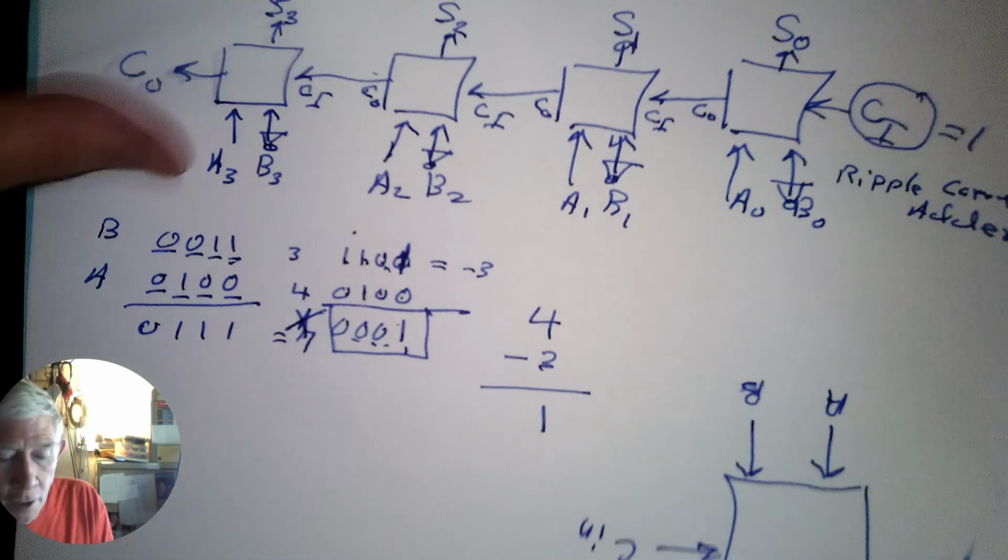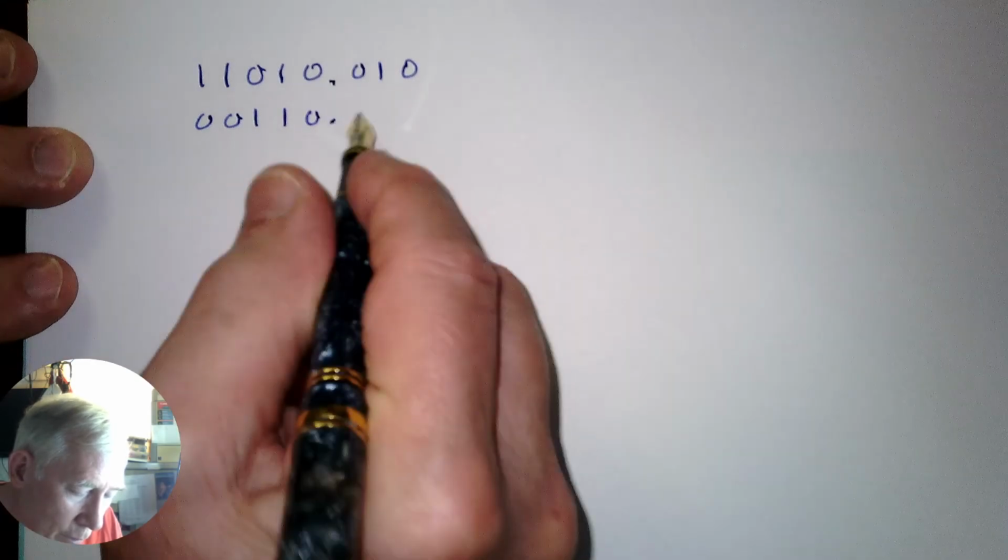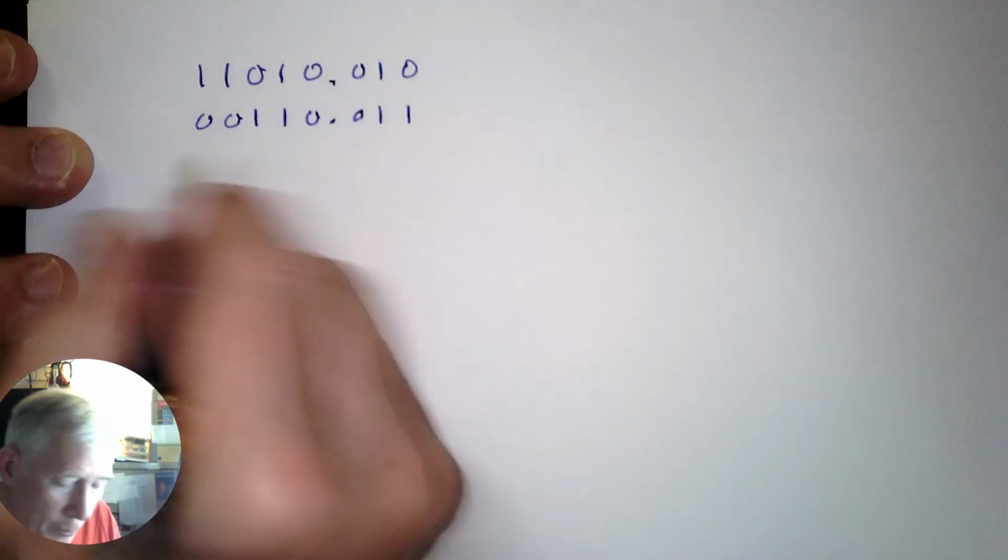Now, I want to say just a quick word about subtraction. I think I covered it in the 2 chapter videos, but I'm going to do it now. Let's say we want to have 11010.010, and we want to subtract from that, say 00110.011. How would we do that?